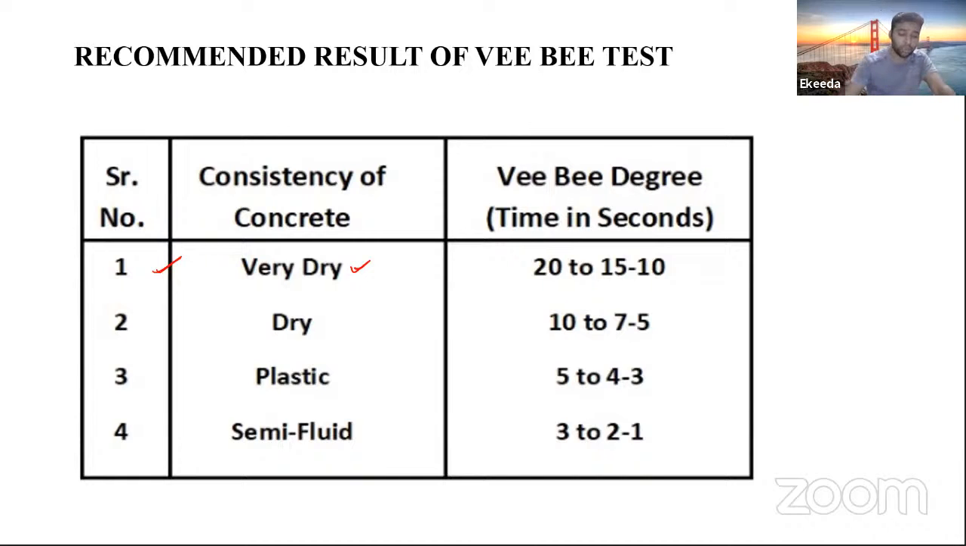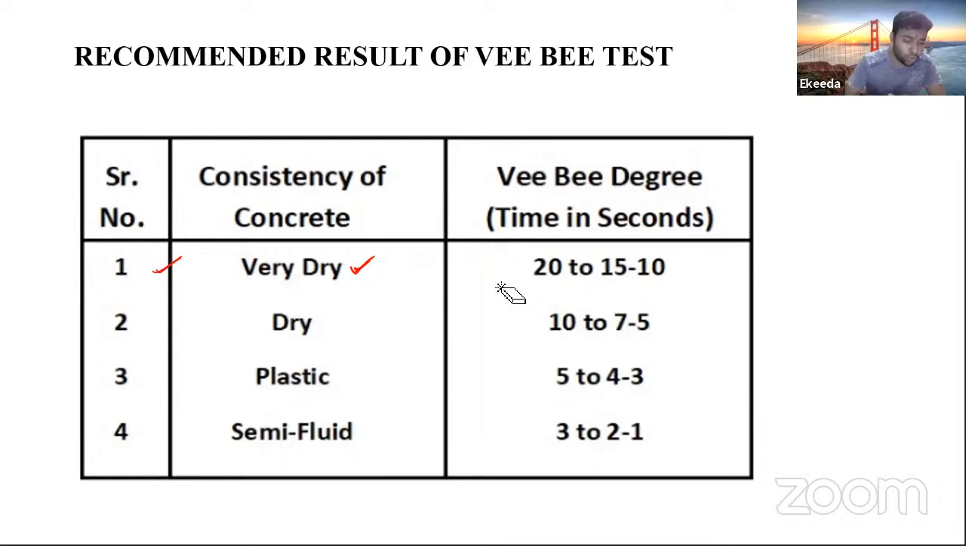Anil, high. Or we can say that the time will be very high because the concrete has very little water. And if the concrete has very little water, then the time required for changing its shape will be very high. So for very low workable concrete, the VB time will be very high, in the range of 15 to 20 seconds.